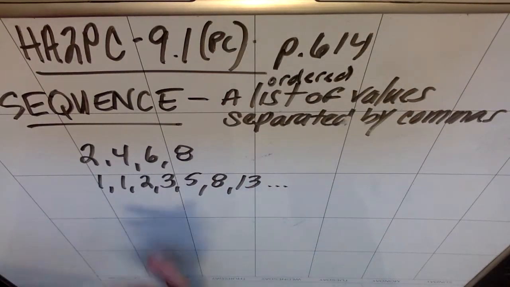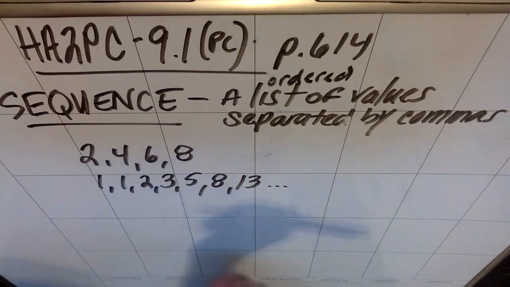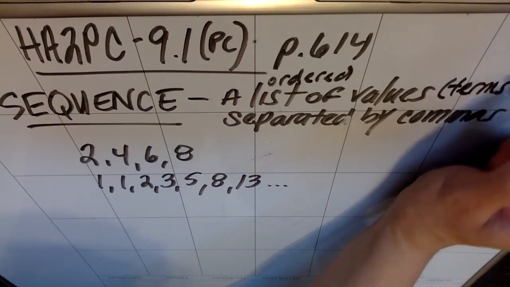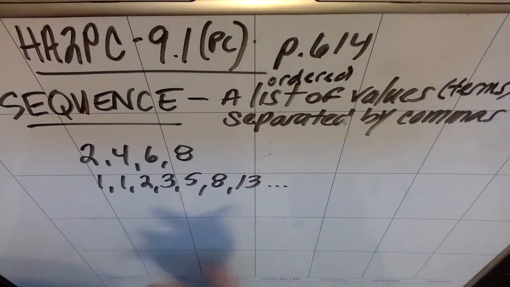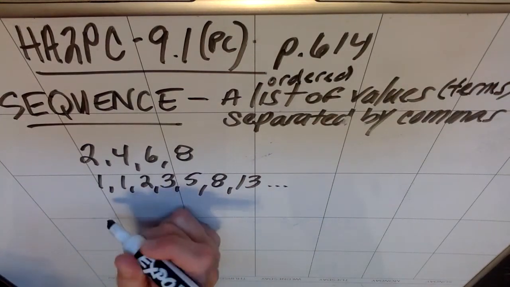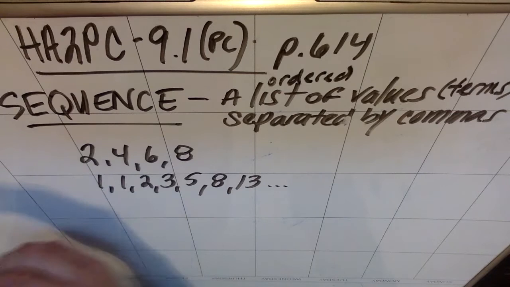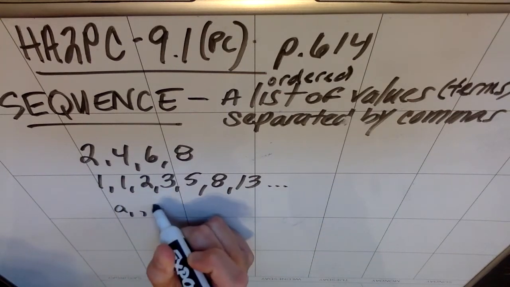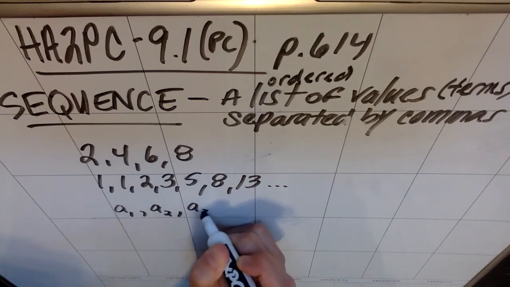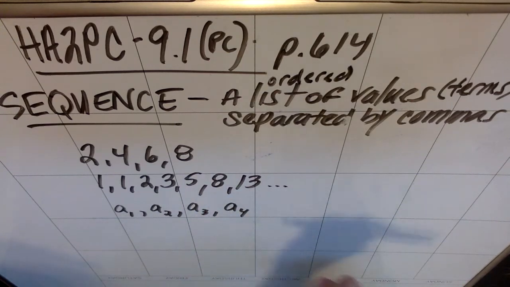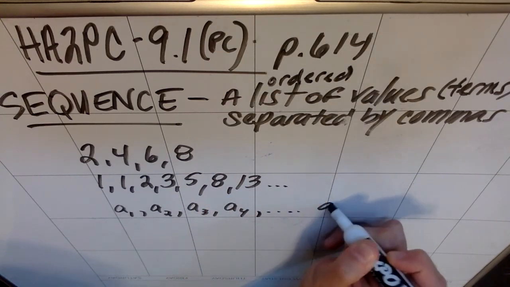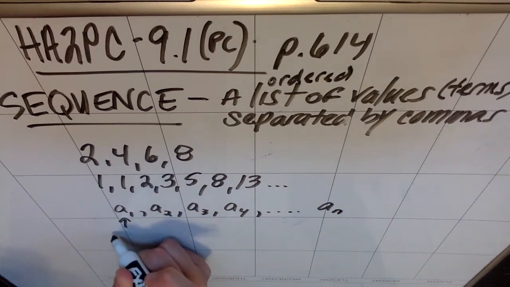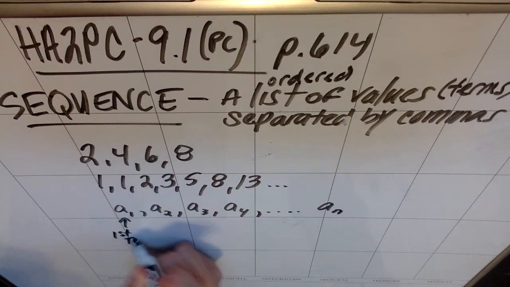Each one of these things is called a term, right? So these values are actually called terms. It's a list of values or terms that are separated by commas. If we wanted to give a generic definition of a sequence, a sequence could be a sub 1, comma, a sub 2, comma, a sub 3, comma, a sub 4, all the way up to a sub n. In this situation, a sub 1 would be the first term in the sequence.